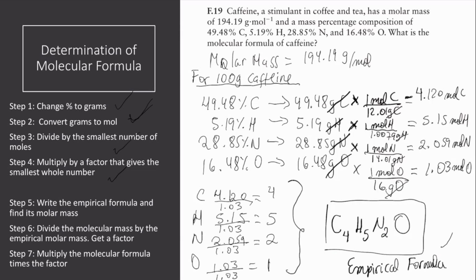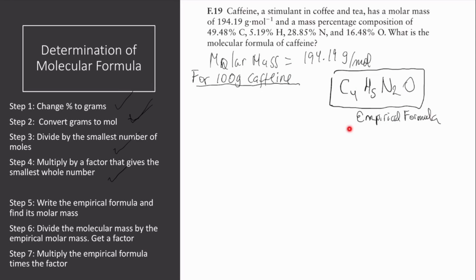So with this empirical formula, let's find the molecular formula. Having found this empirical formula, we can follow the last 3 steps to get to the molecular formula. For step 5, we have to write the empirical formula, which we just did, and find the molar mass of this empirical formula. Notice that in the empirical formula we have 4 moles of carbon, 5 moles of hydrogen, 2 moles of nitrogen, and 1 mole of oxygen. Let's use that to calculate the molar mass.